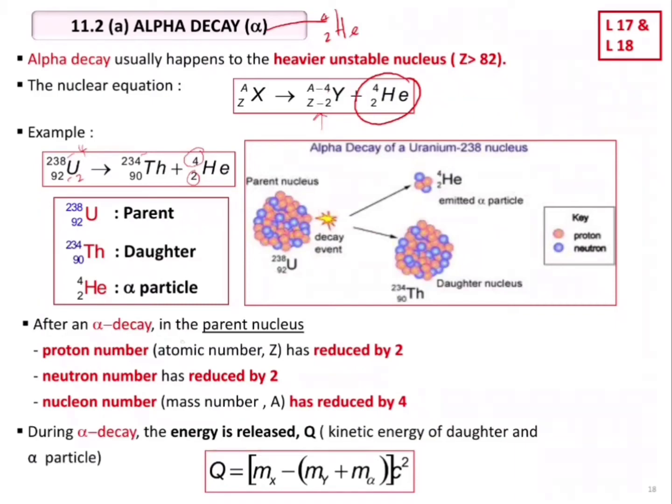Next, after alpha decay in the parent nucleus, the atomic number Z has reduced by 2 and the neutron number has reduced by 2. The nucleon number, which is the mass number, with symbol A, has reduced by 4. During the alpha decay, energy is released, in the form of the kinetic energy of the daughter and the alpha particle. To get the energy released, Q equals delta M c squared.